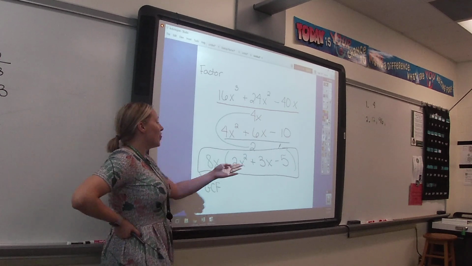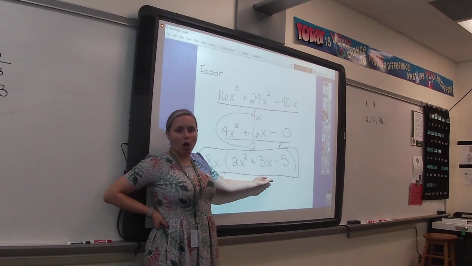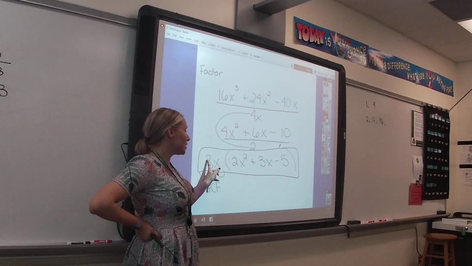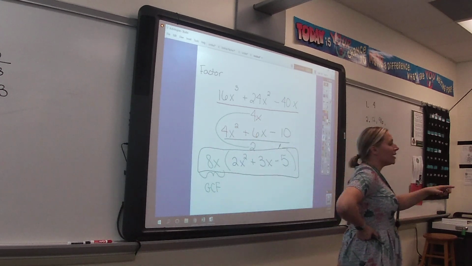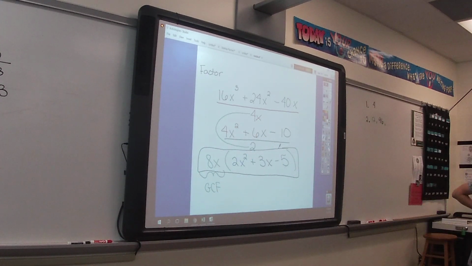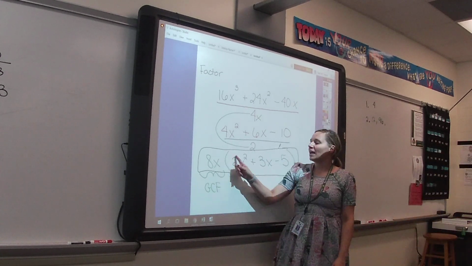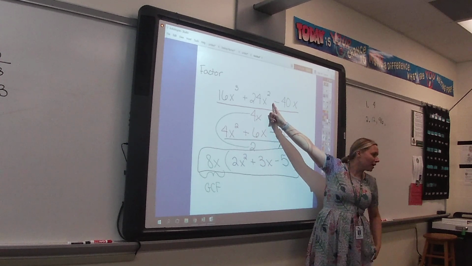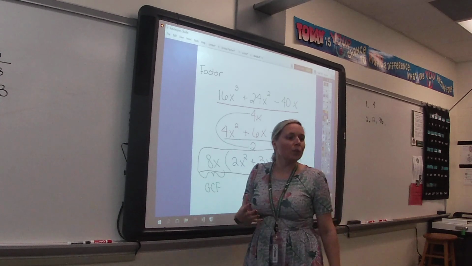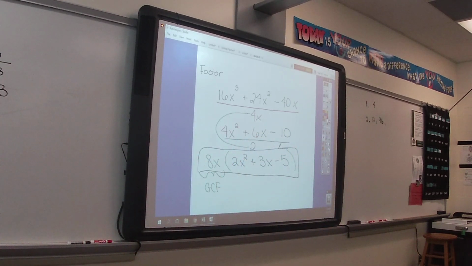So this right here should look like something we already know how to do, because we've talked about distributing and multiplying polynomials. Factoring is undoing what we learned to do with multiplying polynomials. So if we were to take this and multiply it back in, it would take us right back to where we started up here. So this unit, we are doing everything we learned about multiplying polynomials in reverse.